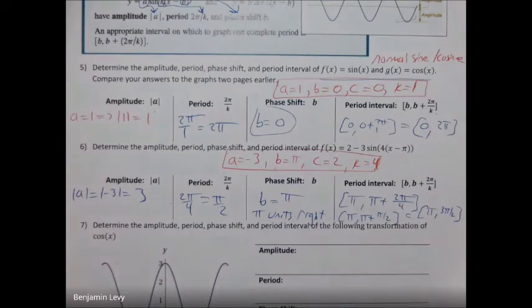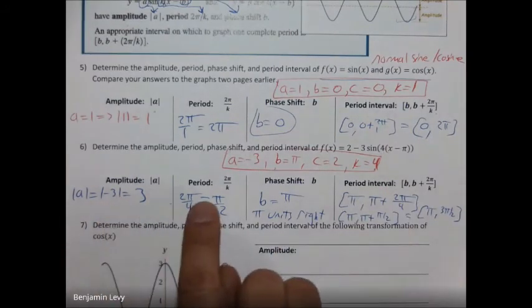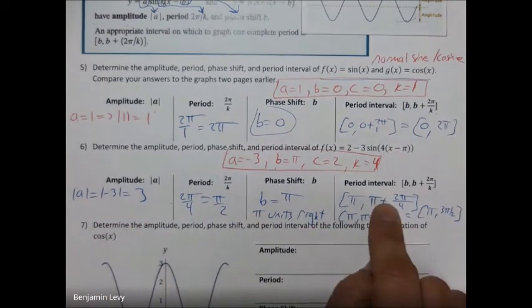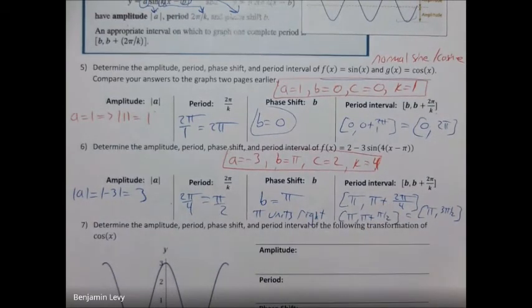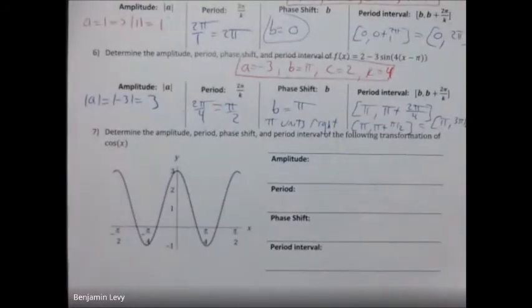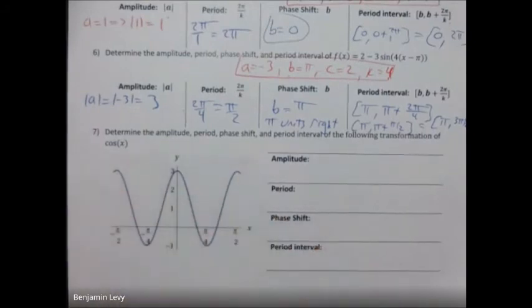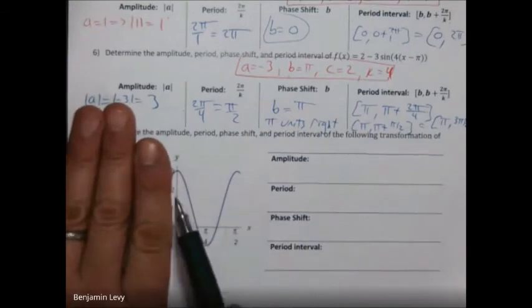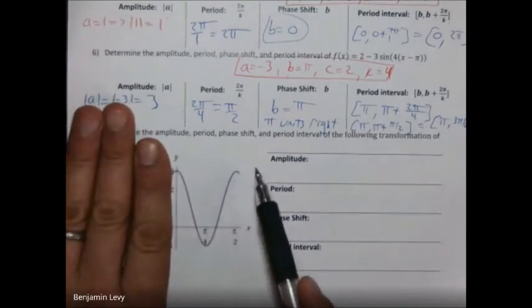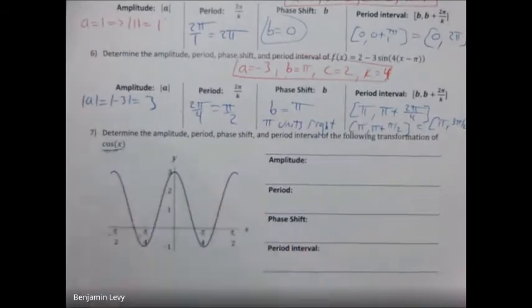So given some equations like these, we can pick out the amplitude, period, phase shift, and period interval without even looking at a graph. But we could also do the similar thing given a graph. Right, so here's a graph. This looks like a cosine function. It looks like a cosine because if I just cover up half of it, it's got the bowl shape. Right, it's got the bowl shape over here too. So it definitely looks like a cosine transformation.